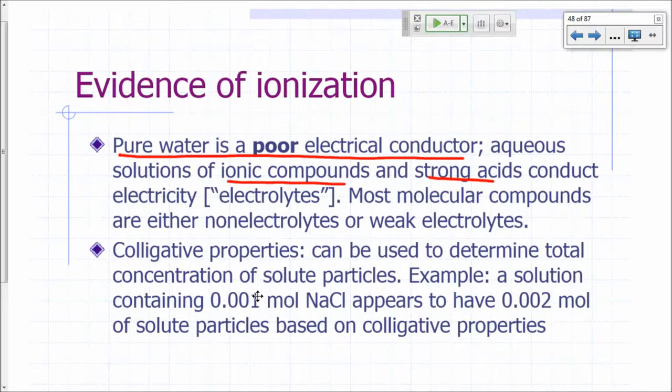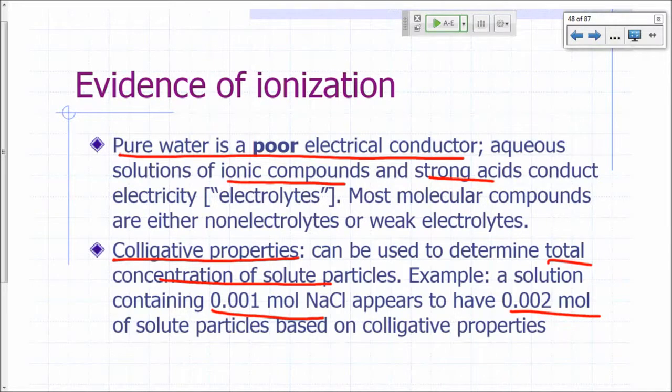Another evidence of ionization is what we call colligative properties. We can use this to actually determine the total concentration of solute particles. So for example, if you have a solution that had 0.001 moles of sodium chloride, when we measure the colligative properties in the lab, we'll find that instead of 0.001 moles of solute particles, it will appear to have 0.002, twice as many.